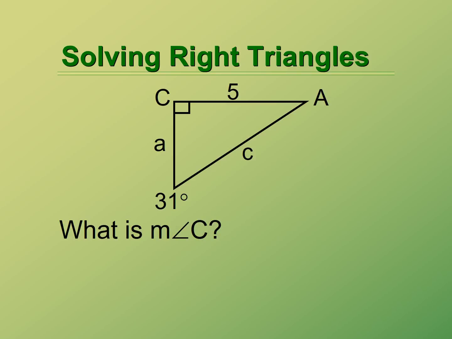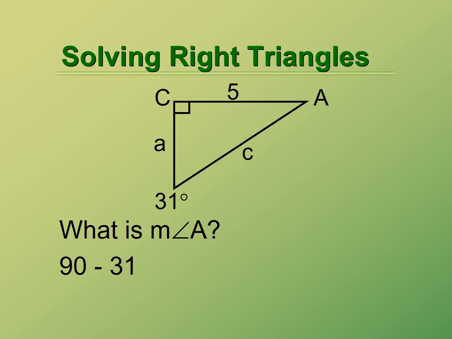So let's try to solve this right triangle. Notice that we are missing side A, side C, and angle A. We're given one side and one angle. So the first thing we want to do is solve for our missing angle. But you're like, wait, there's only one angle shown. Well, remember, this is a right triangle, which means that this right angle is 90 degrees.